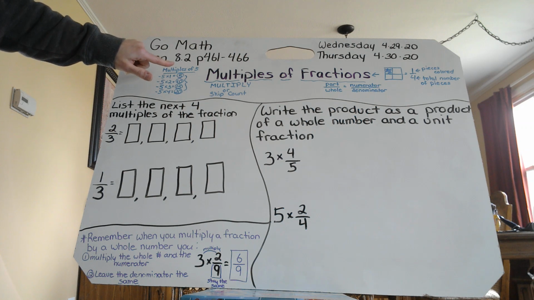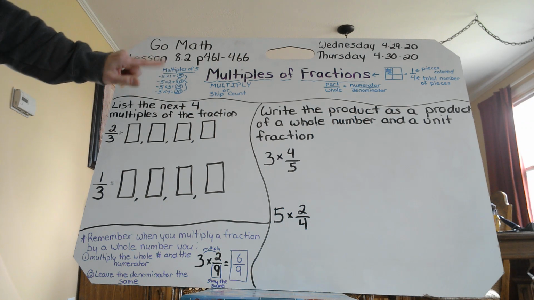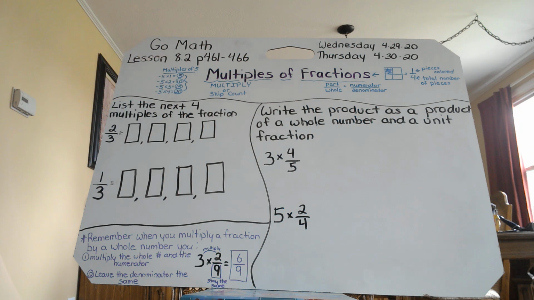So over here I have my multiples of 5, which is 5 times 1 is 5, 5 times 2 is 10, 5 times 3 is 15, and 5 times 4 is 20. So 5, 10, 15, 20, 25, 30, 35, 40, 45, 50, and so on are your multiples of 5.